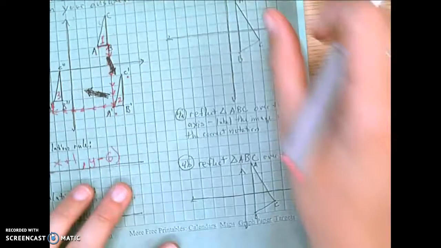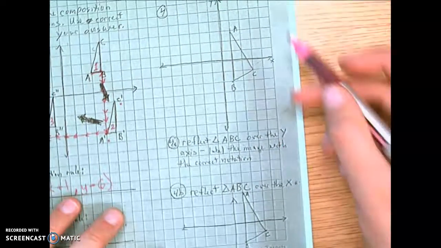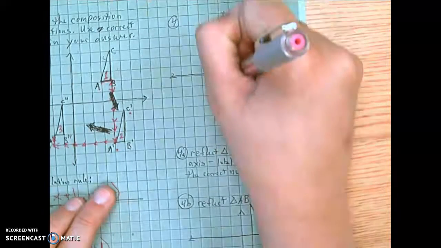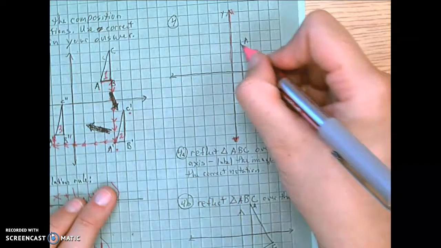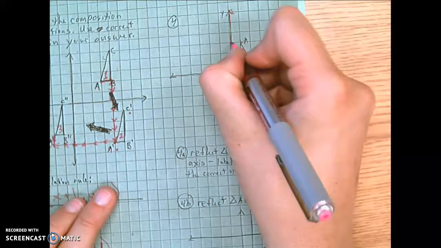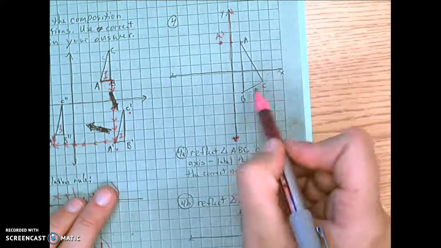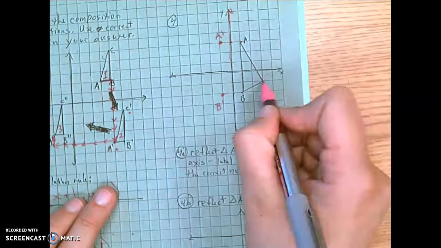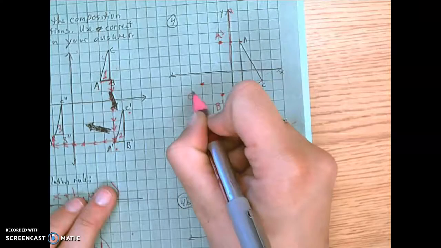First, I want to reflect ABC over the y-axis. Once again, got to know my y-axis is straight up and down. So I'm reflecting over this line. All I'm going to do is take my A, count to it, 1 to it, 1 away, A prime. Then B, 1 to it, 1 away, B prime. Then C, 1, 2, 3 to get there, 1, 2, 3 past, C prime.